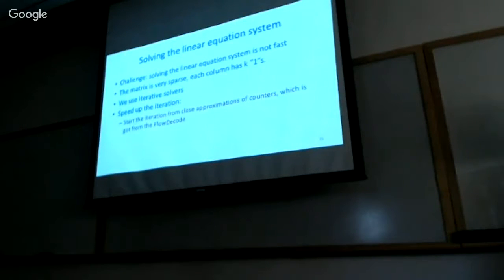First, we can set the initial value for the iteration with a close approximation of the counters. The approximations can be obtained from the flow decode. We can use the inaccurate counters as the initial value. The second way is that because all the counters are integers, we can stop the iteration whenever all the results are floating around the integers.